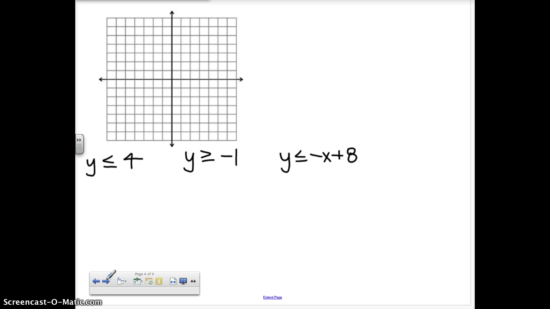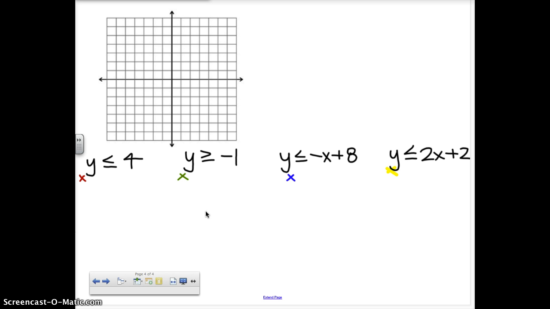And y is less than or equal to 2x plus 2. Okay, so you have 4 to graph. What I want you to do is graph them and see what the region looks like. Ready, go. What I want you to do now is check how you did.